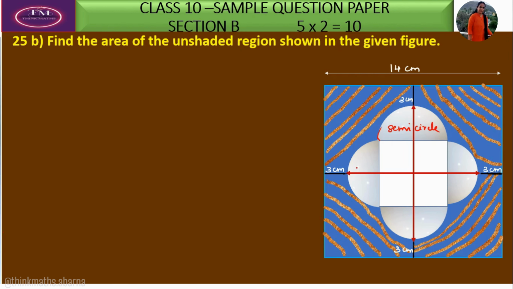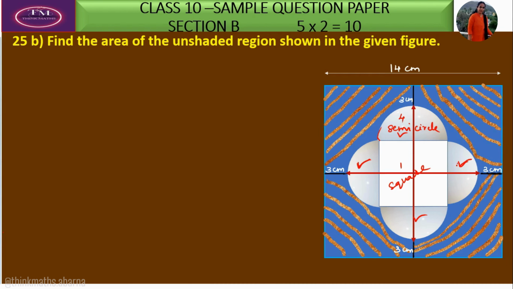This area, these four are all semicircles. Now this white part is like a square. So we have 4 semicircles and 1 square. If you find the area of a semicircle and multiply by 4, we will get these parts.